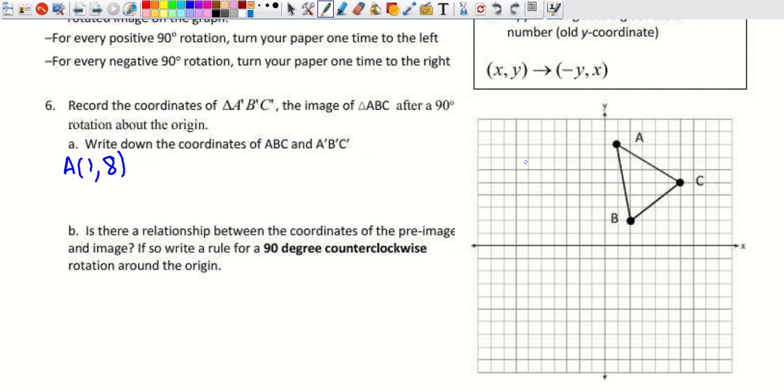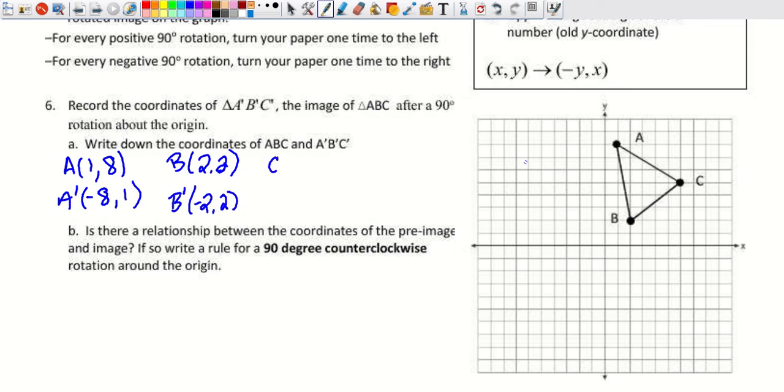Okay, I'm going to go lower. So A prime, swapped, is going to be 8, 1, and then I change the sign of the first number, so it's negative 8, 1. All right, B has coordinates, looks like 2, 2. So I swap them, stays 2, 2, and then I switch the first number. So B prime is going to be negative 2, 2.